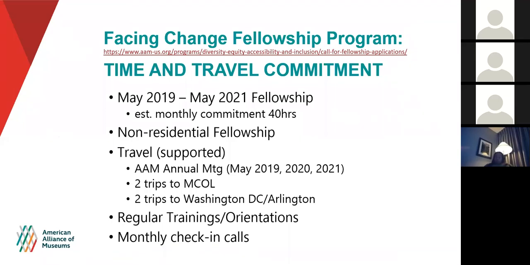It is a non-residential fellowship, meaning we are not requiring people to move to either Washington, D.C., Arlington, Virginia, where the AAM headquarters is, or to reside near or next to the museums in the cohort of learning that the fellows are supporting. All travel to those places will be provided for and supported. One of the questions we got said specifically, it seems like the majority of the program is virtual. And I would say yes, to a large extent. However, by non-residential, we're specifically referring to folks not having to relocate to the Washington, D.C. area.